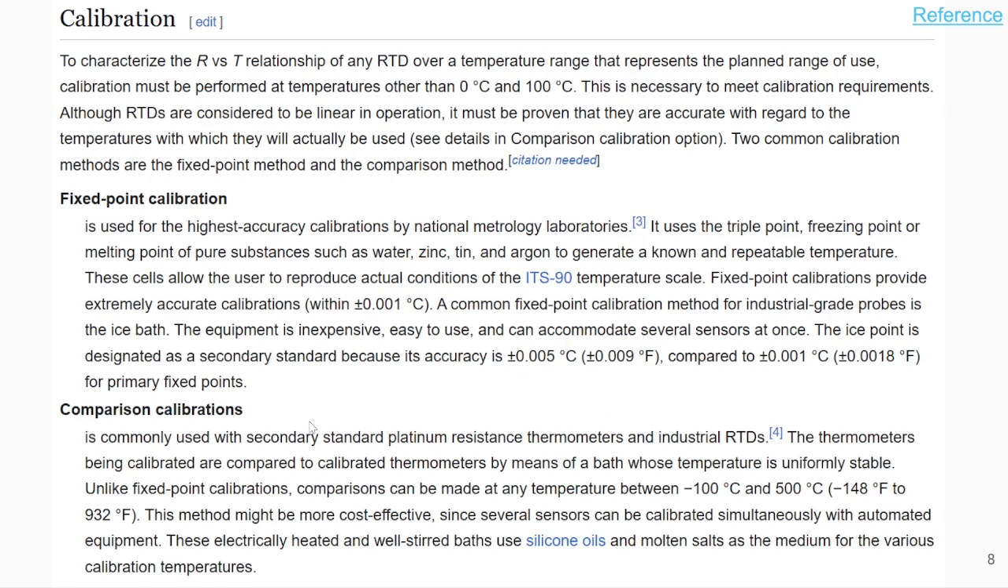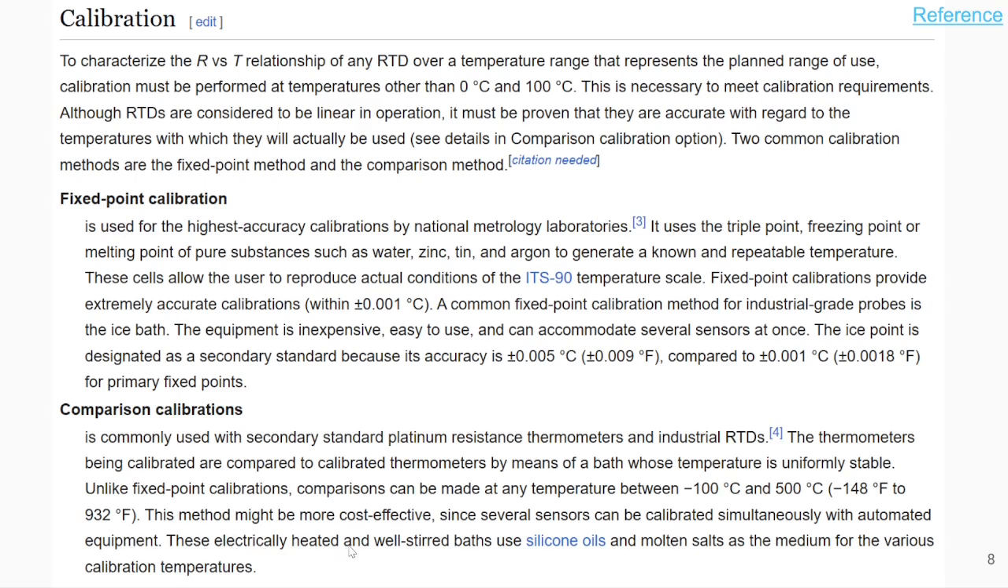Okay. So the comparison calibration is commonly used with secondary standard platinum resistance thermometers and industrial RTDs. The thermometers being calibrated are compared to calibrated thermometers by means of a bath whose temperature is uniformly stable. Unlike fixed point calibration, comparisons can be made at any temperature between minus 100 degrees Celsius to 500 degrees Celsius. This is the equivalent in Fahrenheit. This method might be more cost effective since several sensors can be calibrated simultaneously with automated equipment.